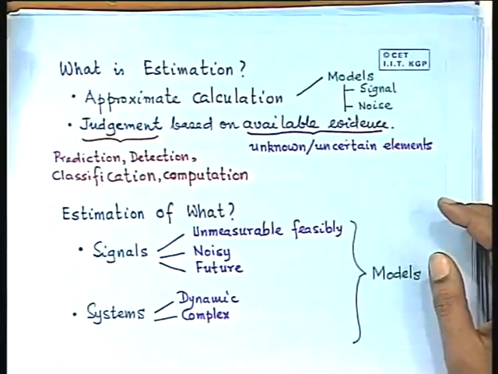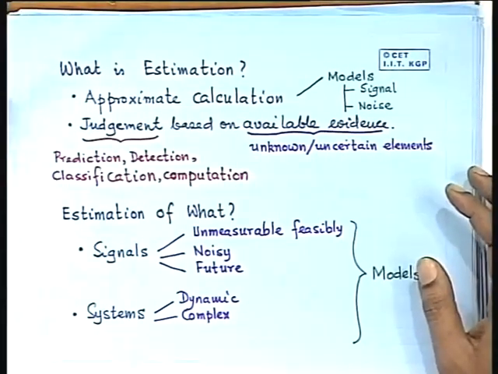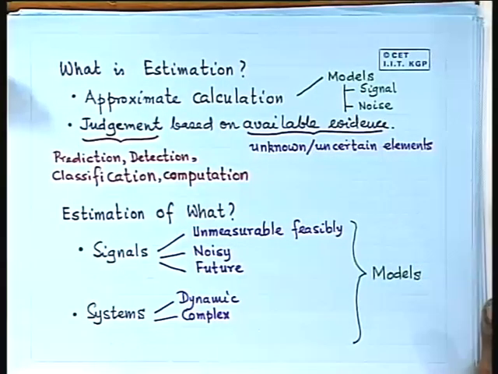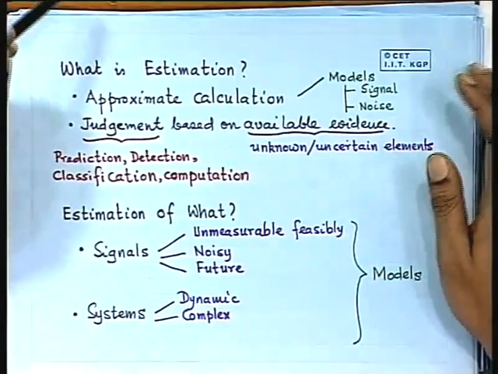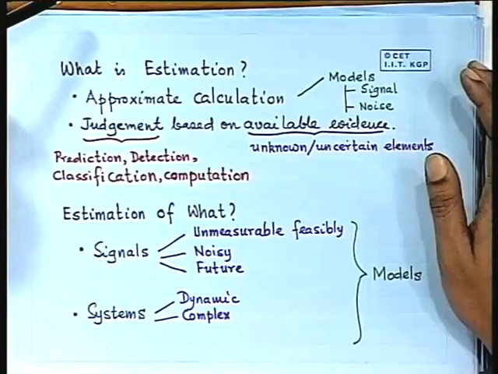In the first class, we tried to begin with a definition of what is estimation. I referred to a dictionary, where estimation is mentioned as approximate calculation or judgment based on available evidence. So, here when we talk about estimation, we are trying to calculate what? We are trying to calculate signals or we are trying to calculate systems. That is why the course is called estimation of signals and systems.